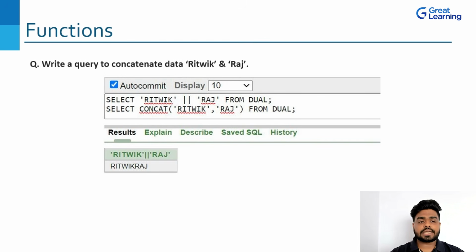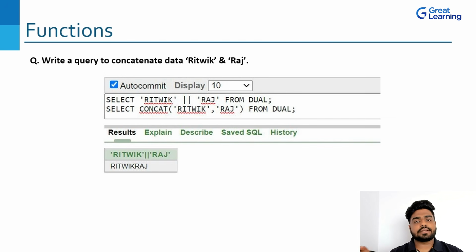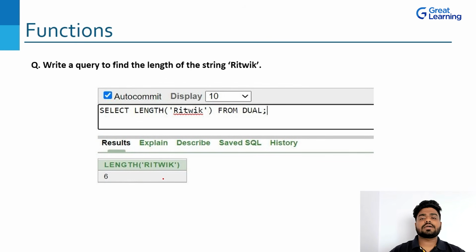The next question is: write a query to concatenate data Ritvik and Raj. One of the ways to do it is this one. You already know that we can use the pipe operator to do this, but we also have a concat function which we can directly use to do the same. Both will result in the same thing, as you can see below. The next function: write a query to find the length of the string. If I want to find the length of any string, we'll use the length function and it will give me the length of that particular string.